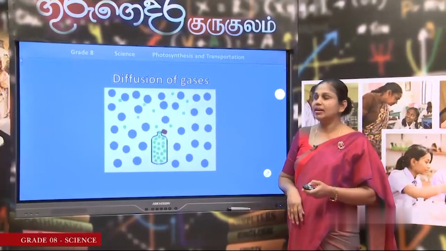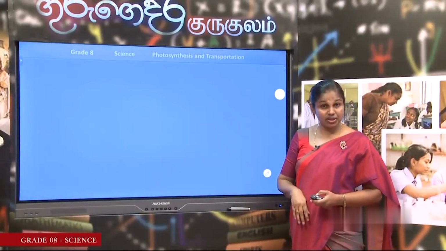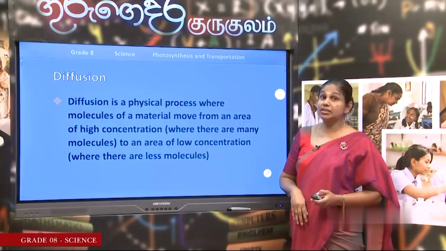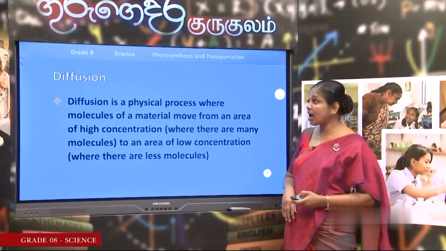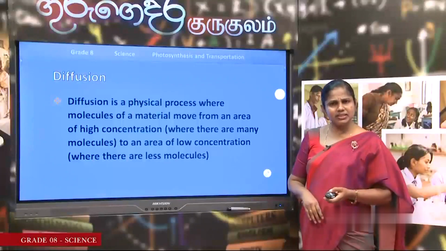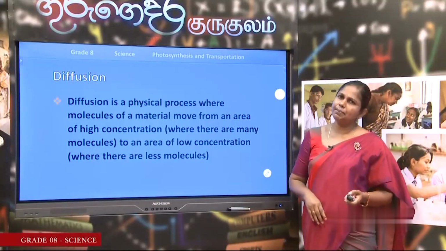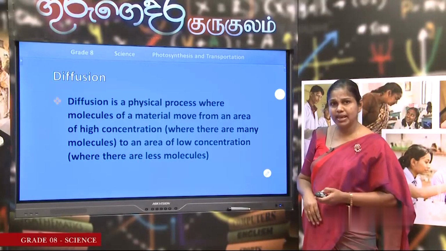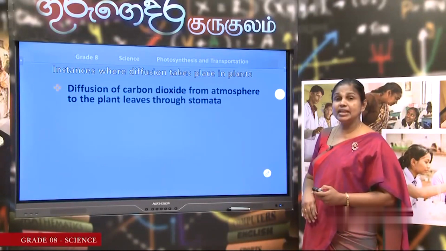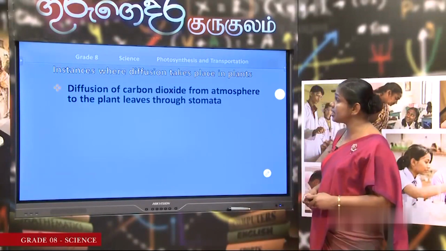Then we can write the definition of the process diffusion. Right. This is how the process diffusion is defined. It is a physical process where molecules of a material move from a place of high concentration to a place of less concentration. Then we will see what are the instances in a plant where diffusion takes place, children. Right. See, these are the instances in a plant where diffusion takes place.